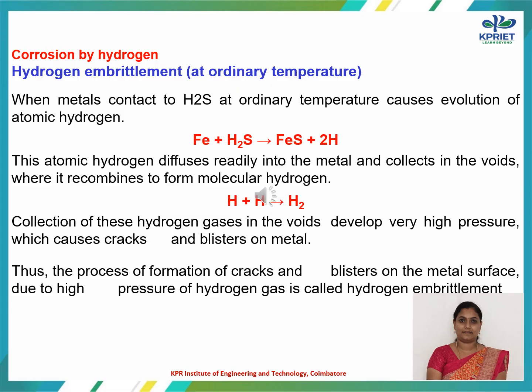This hydrogen gas is collected at the voids, which develops a very high pressure, causing cracks and blisters over the metal surface. Thus, the process of formation of cracks and blisters on the metal surface due to the high pressure of hydrogen gas is called hydrogen embrittlement.